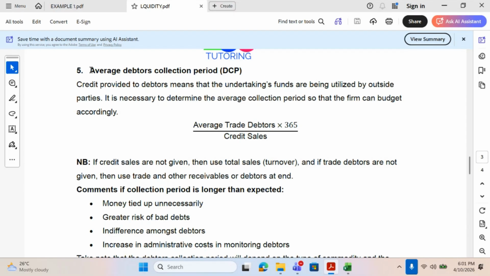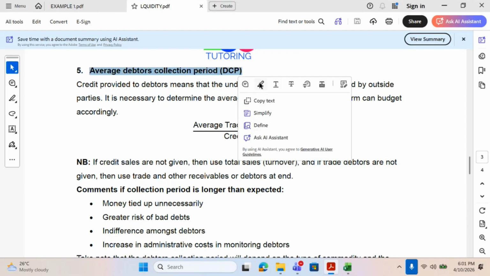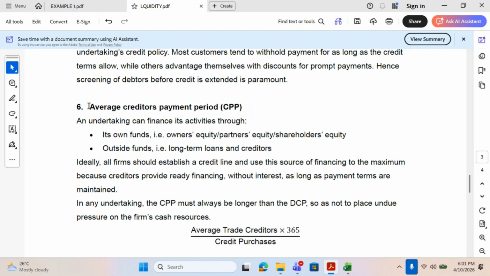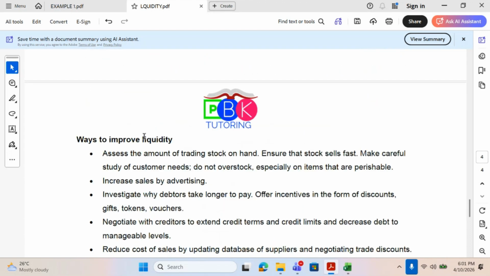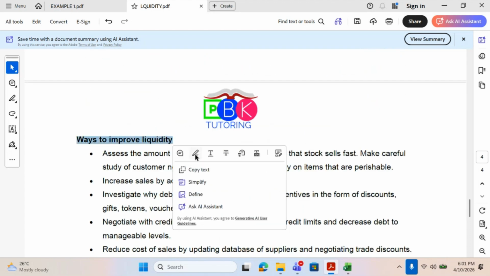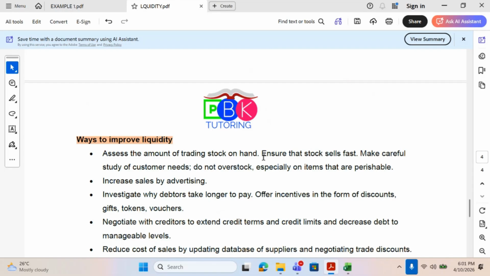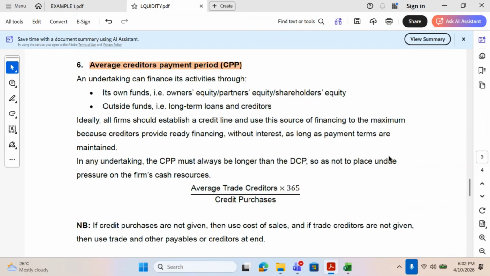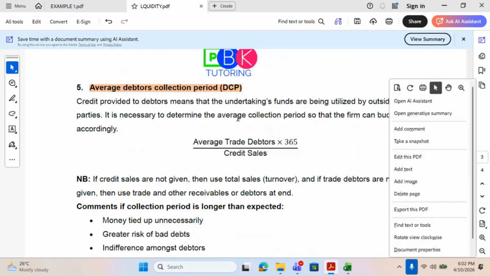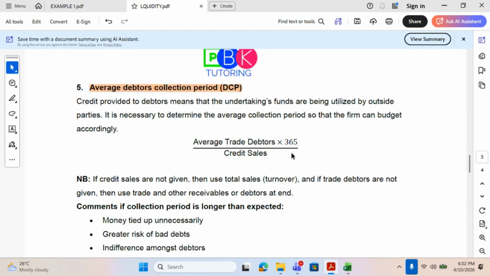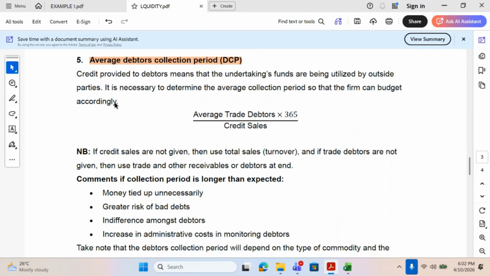Okay, so I have an average debtors collection period here, which is number 5, and then I have an average creditors payment period, which is number 6, and then here I have ways to improve liquidity, because liquidity as a whole, it's very important that it has to be in order all the time. If it's not good, you have to improve it. You have to understand the ways of improving what? The liquidity. So I'm just going to quickly go straight to average debtors collection period and understand what that is.